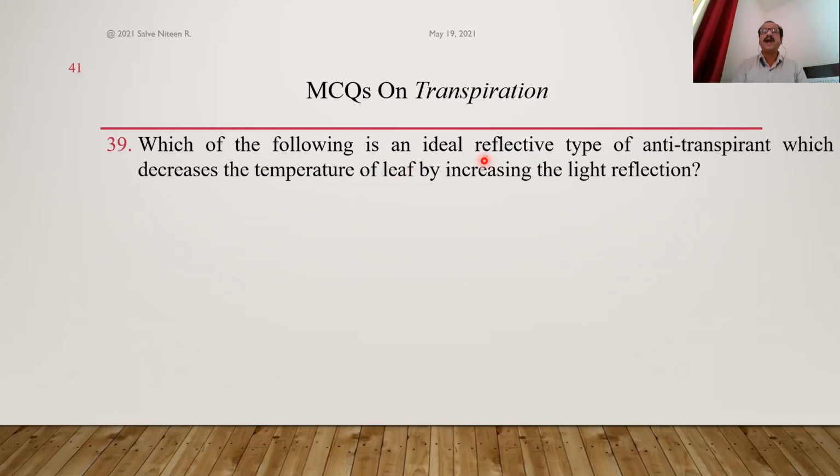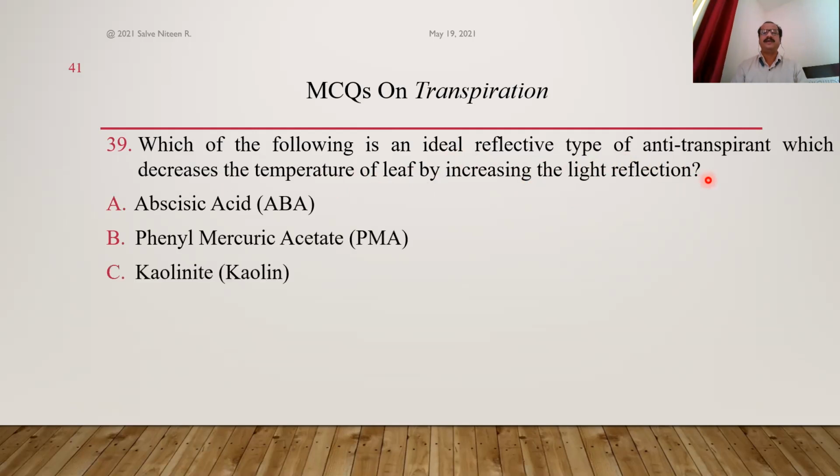So which of the following is an ideal antitranspirant? It is a reflective type of antitranspirant which decreases the temperature of leaf by increasing the light reflection. So which is that ideal antitranspirant, which is less toxic to the plant? It is available in the market under the trade name called as kaolin, and it is kaolinite. So C is the right answer here.